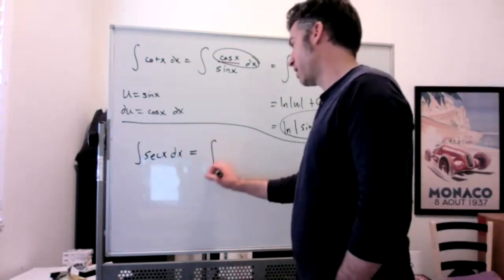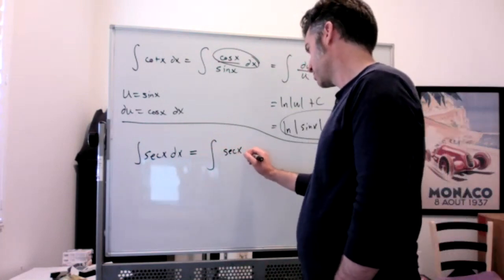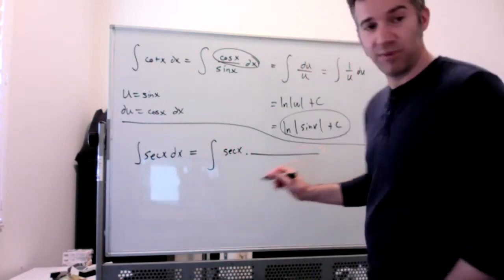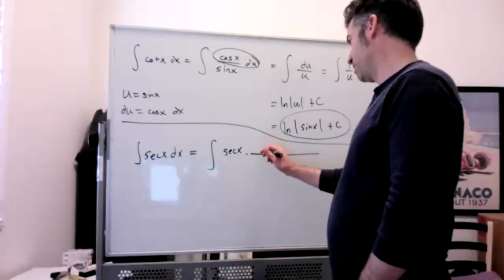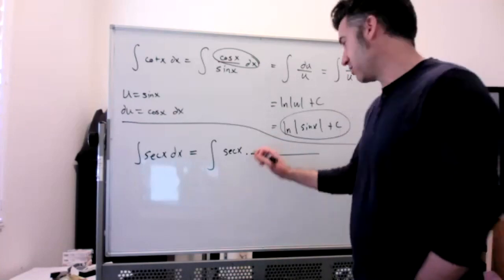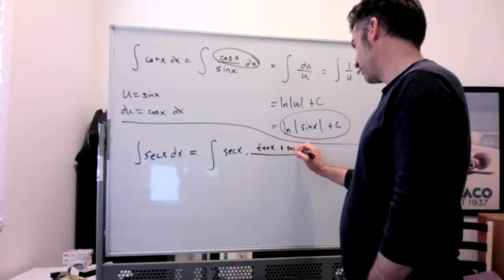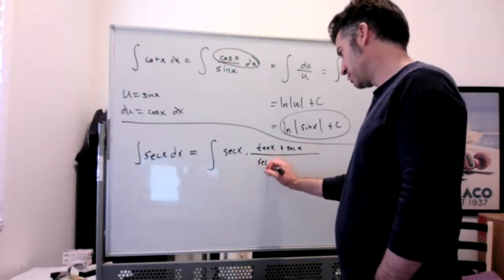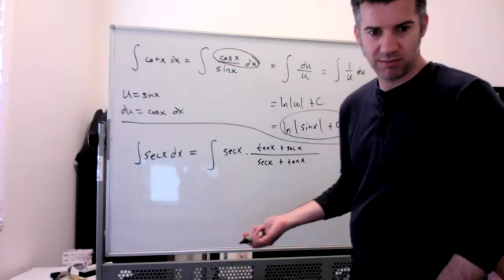You have to multiply secant of x by secant plus tangent over secant plus tangent. I'm going to do it slightly out of order. I'm going to do it as tangent of x plus secant of x over secant of x plus tangent of x. Same difference, you'll see.